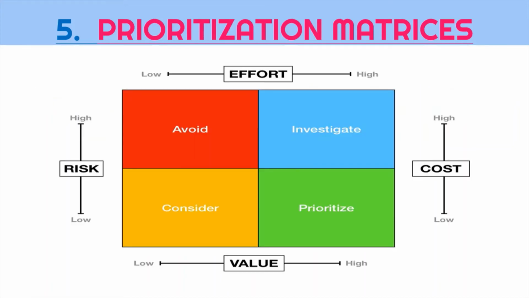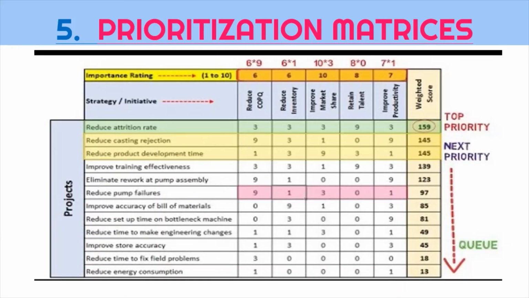This is an example for prioritization matrices. We have here effort from low to high. We have also cost from high to low, value from low to high, and the risk high to low. We have avoid, investigate, consider, prioritize. This is an example of prioritization matrices. This is also an example of prioritization matrices.